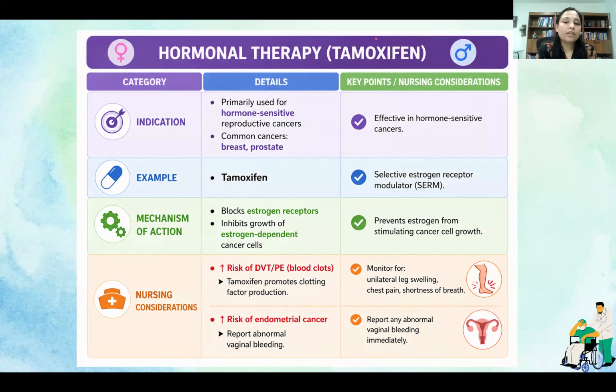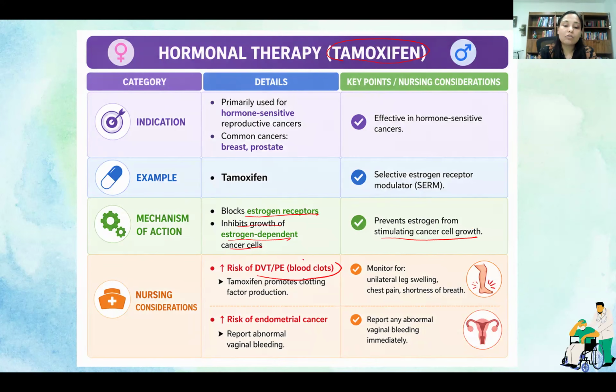In that, tamoxifen is the most commonly used medication, as we talked about. Tamoxifen works on the estrogen receptor. It blocks the estrogen receptor, thereby decreasing the estrogen, and is helpful in breast cancer. So how it works: it blocks the estrogen receptor, inhibits growth of estrogen-dependent cancer cells, and prevents estrogen from stimulating cancer cell growth. What are the nursing interventions that you need to keep in mind for this medication?